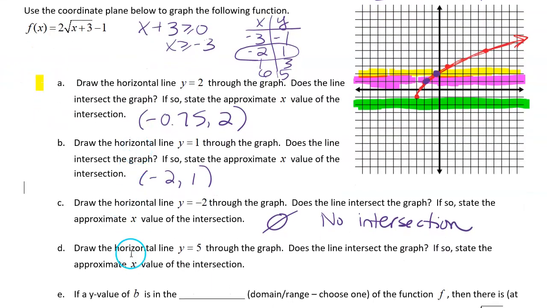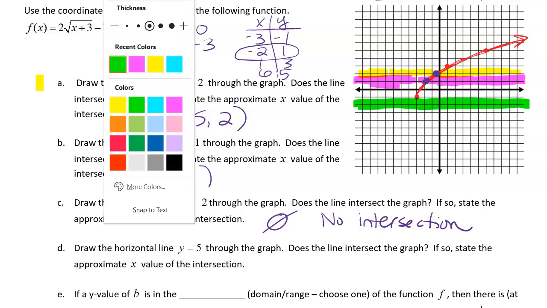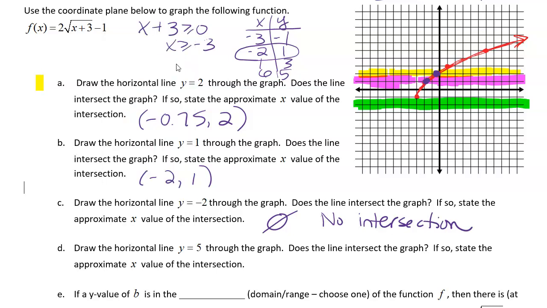And then lastly, if you look at part D, it says draw a horizontal line of y equals 5. Well, that's going to be up above. So let's see, we'll use this pretty color blue here. So 1, 2, 3, 4, 5 up in here. And once again, that is actually a value we used in our chart, right? We had a y value of 5 when we used an x value of 6. So we know that that's actually the point (6, 5).